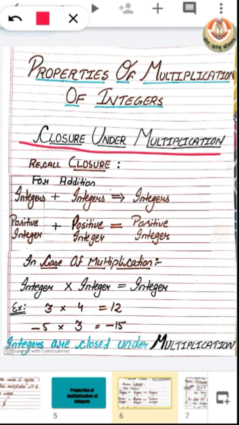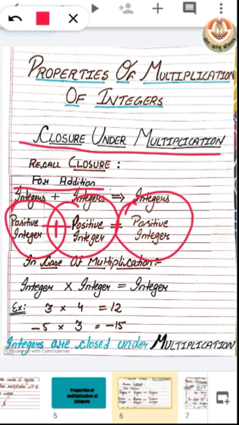So let's recall closure first with an example. Let's take addition. If we take two integers and add them, the answer will be an integer. So this is the case of closure. Now let's take more examples. If we take one positive integer and add it with another positive integer, we get a positive integer as the answer. That means we can say that addition is closed for positive integers.